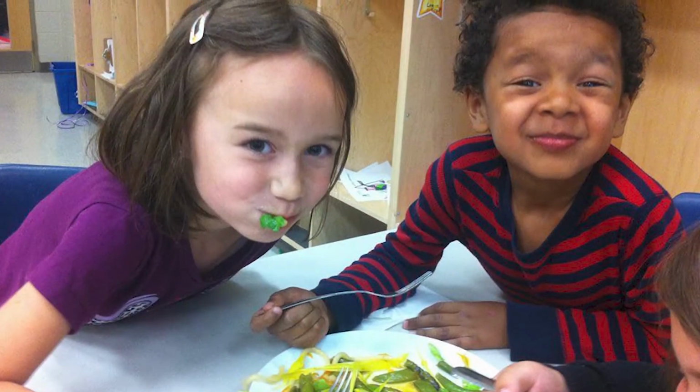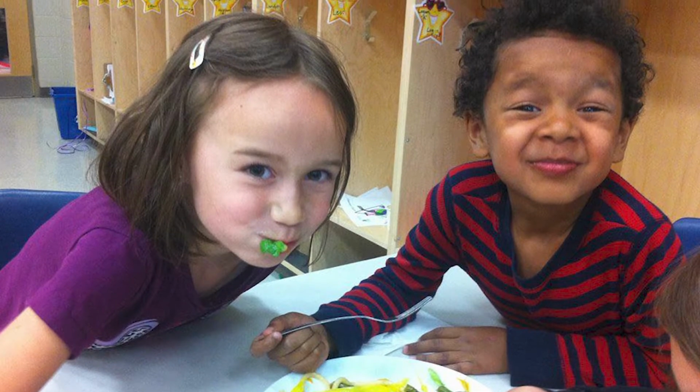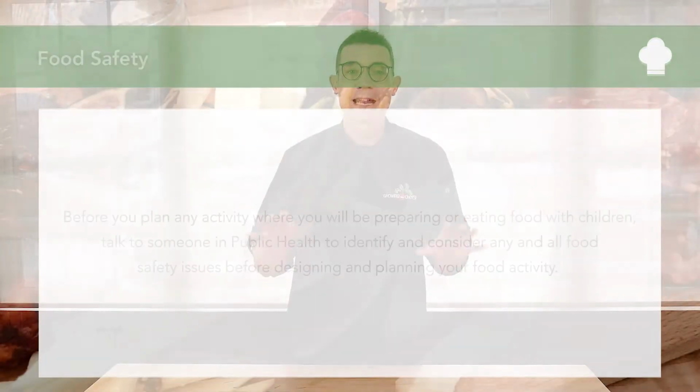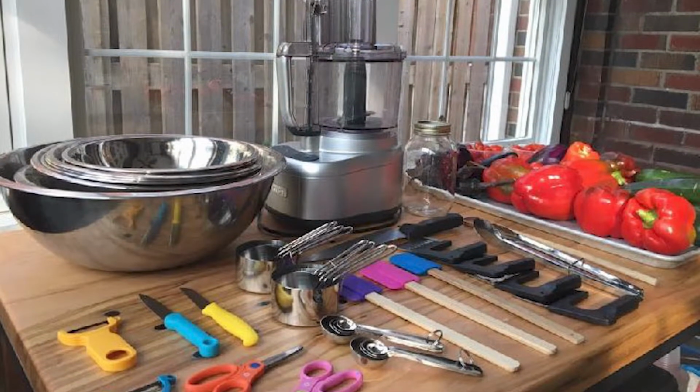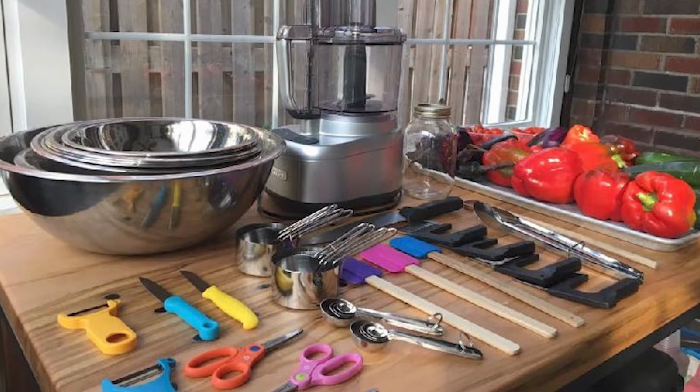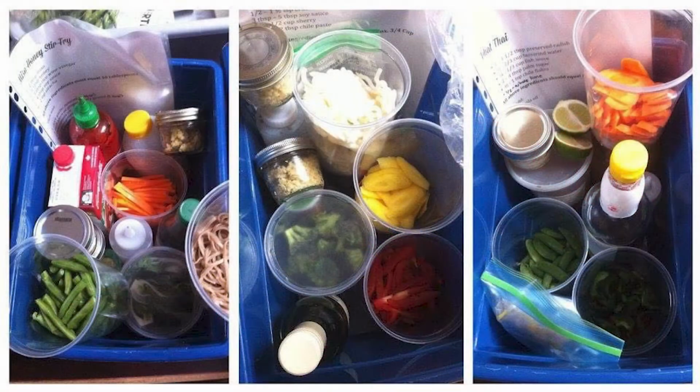So before we start, we can't talk about preparing food with children in the classroom or anywhere else without talking about the importance of food safety. Before you plan any activity where you will be preparing or eating food with children, please talk to someone in public health, like your school's public health nurse, or at the very least, someone with an up-to-date Safe Food Handlers certification to make sure you are identifying and considering any and all food safety issues before designing and planning your food activity. In any activity using food in the classroom, the more organization and thought at the planning stage generally results in an easier, more impactful, and fun activity for everyone involved.